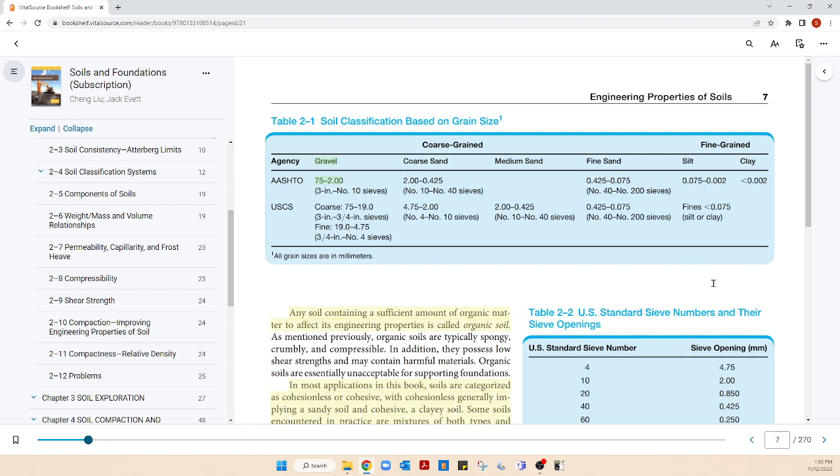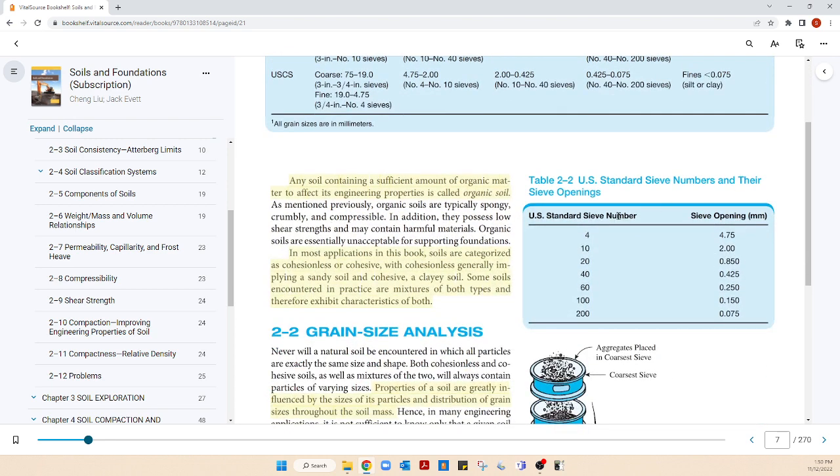Here's a standard sieve numbers and openings. This is all in millimeters, and as you can see, this is a real important one right here. This separates the fines from the granular, so it's important in 2 or 3 different ways. That's the main one.